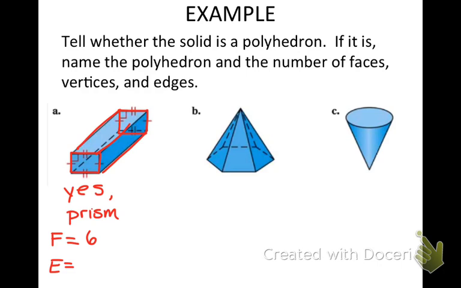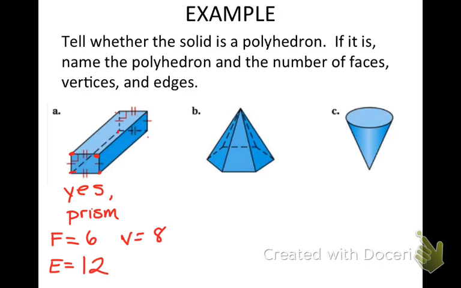9, 10, 11, 12, getting around, so it'd be 12 edges. How many vertices would there be? 8. Yeah. 4 in the front, 4 in the back, right? 1, 2, 3, 4, 5, 6, 7, 8. So vertices is equal to 8.